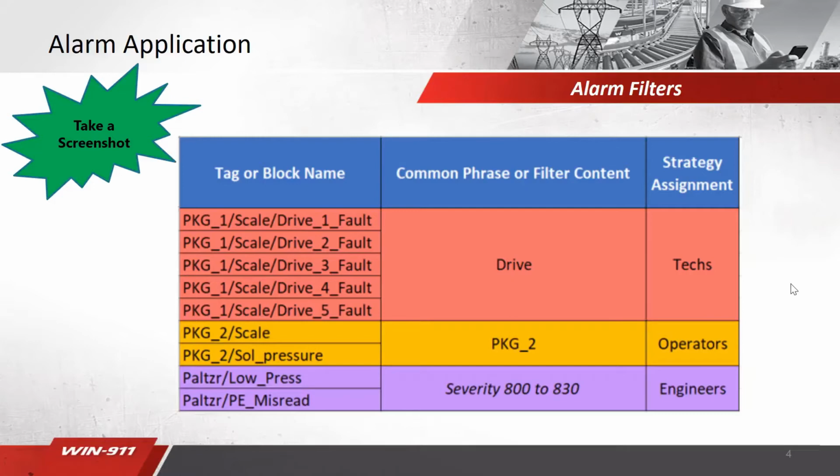So this first list of items in the red, these are items I want to send to the tech. These are all drive faults. So I'm going to, as you can see, it's 1, 2, 3, 4, 5. So I'm going to filter on the word drive for my alarm subscription filter. The next set in the orange there, these are alarms I want to go to the operators. I'm going to filter on the class for PKG2. And then finally, we can filter on severity. These are alarms we want to go to the engineer. So we're going to filter on severity between 800 to 830.